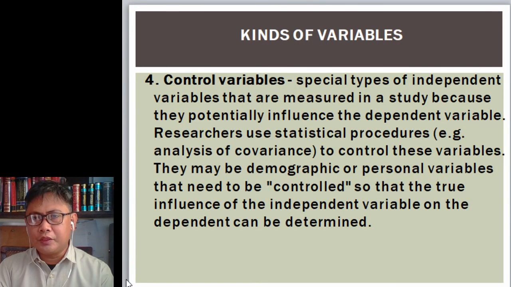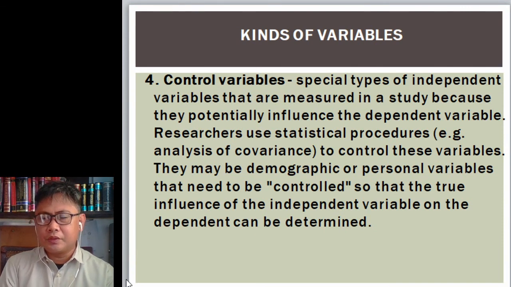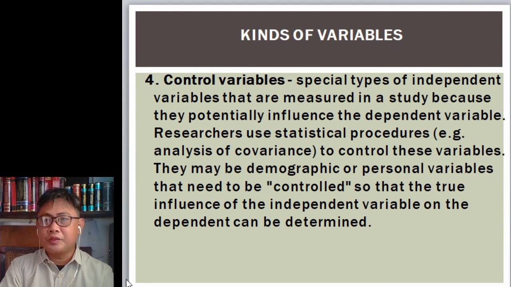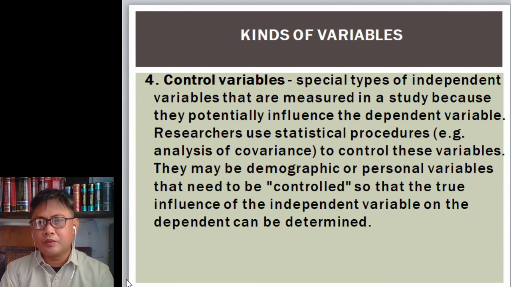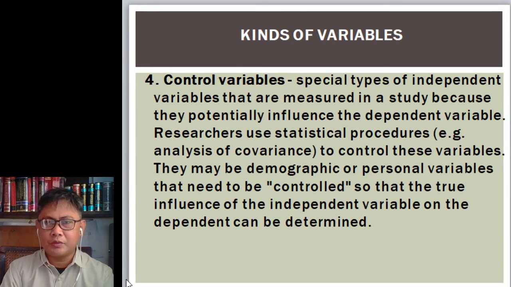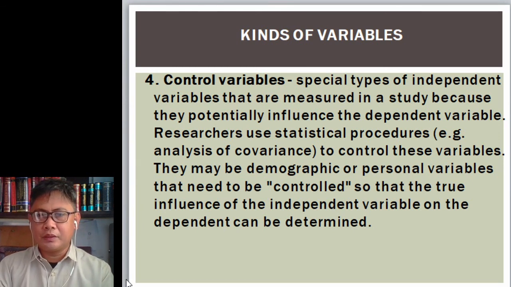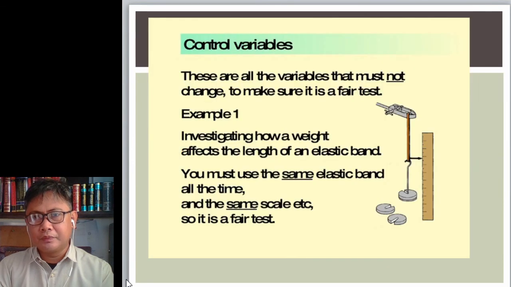The fourth one is what we call the control variables. This is a special type of independent variable that is measured in a study because it potentially influences the dependent variable. Researchers use statistical procedures, like for example the analysis of covariance, to control these variables. They may be demographic or personal variables that need to be controlled so that the true influence of the independent variable on the dependent variable can be determined.